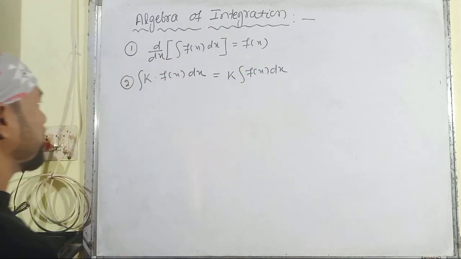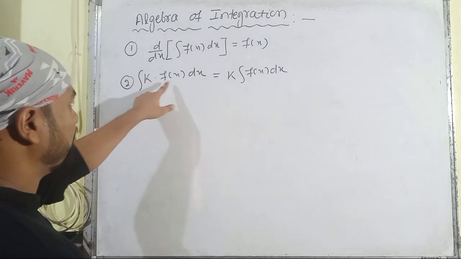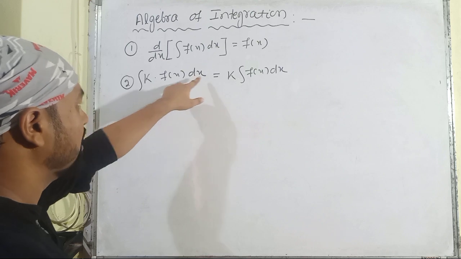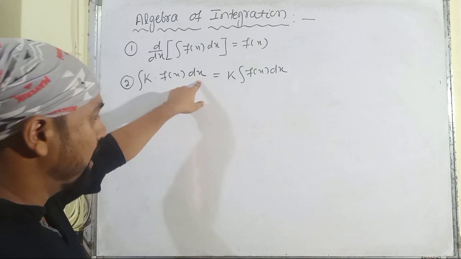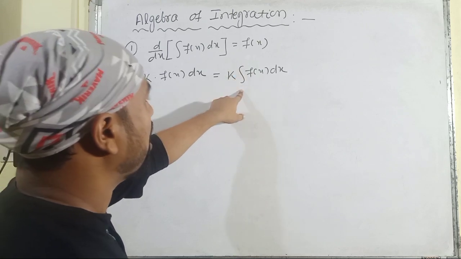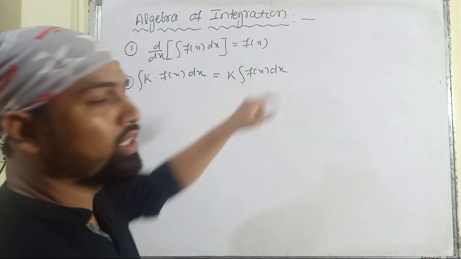The second one is the integral of k multiplied with any function f of x. That means a scalar multiplied with any function f of x, and its integral with respect to x is equal to the scalar multiplied with the integral of f of x with respect to x.